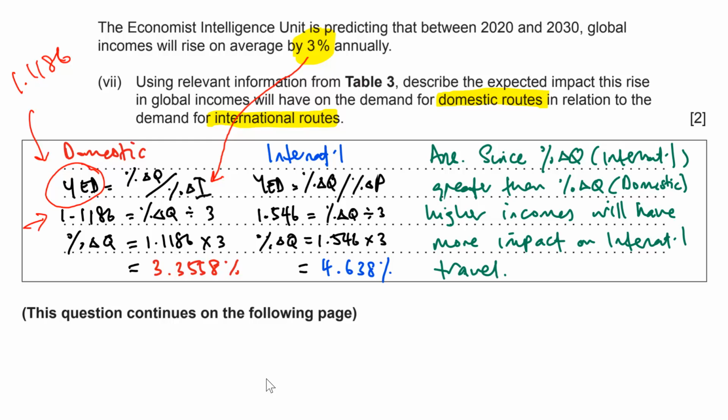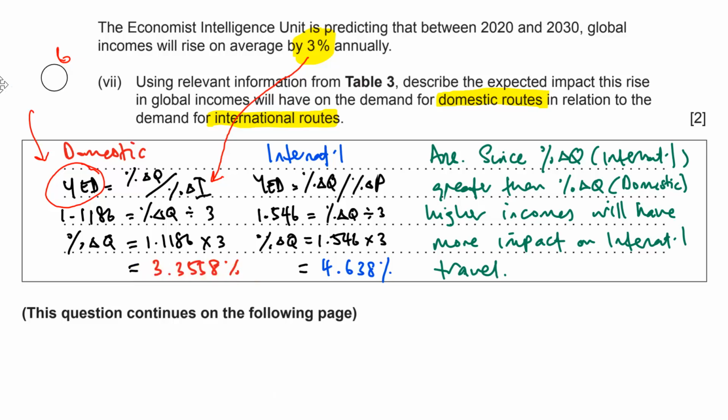So here we see that 1.1186 is equal to percentage delta Q divided by 3. We do a bit of rearrangement to get percentage delta Q on its left-hand side, so we multiply both sides by 3. And we end up over here. The percentage delta Q is 1.1186 multiplied by 3, which gives us 3.3558%. So we're saying that if incomes were to rise by 3%, that's going to lead to a 3.3558% increase in the demand for domestic travel over time.